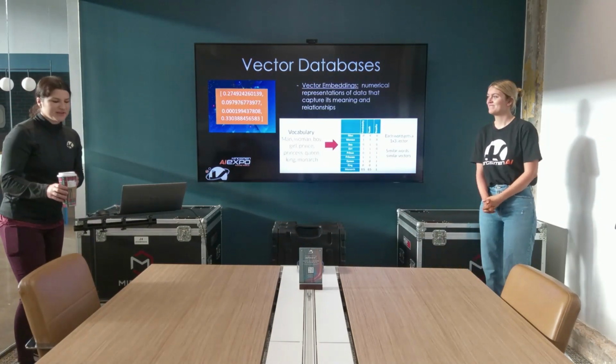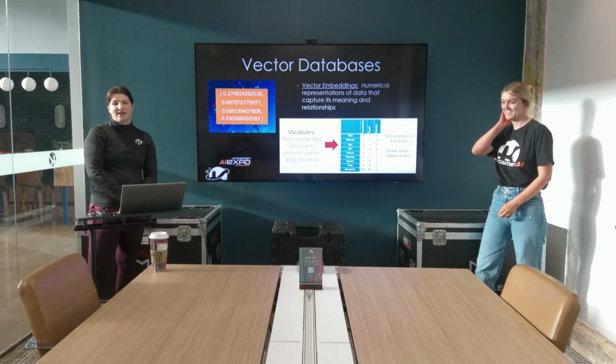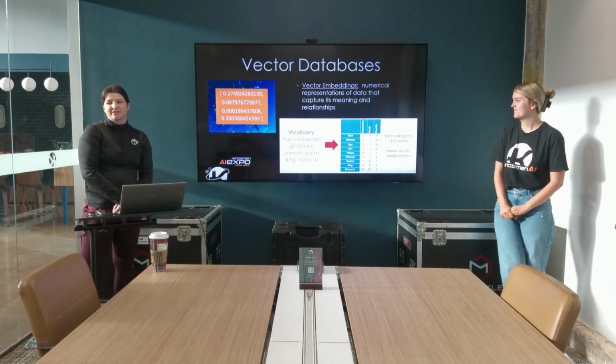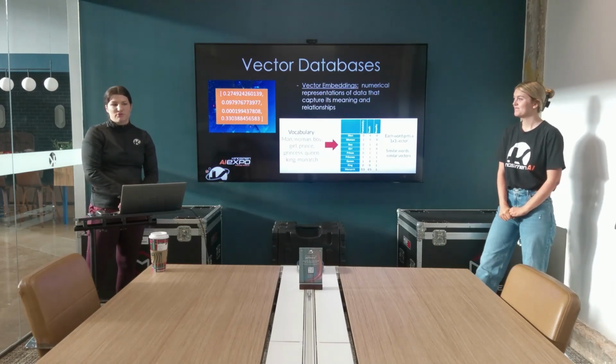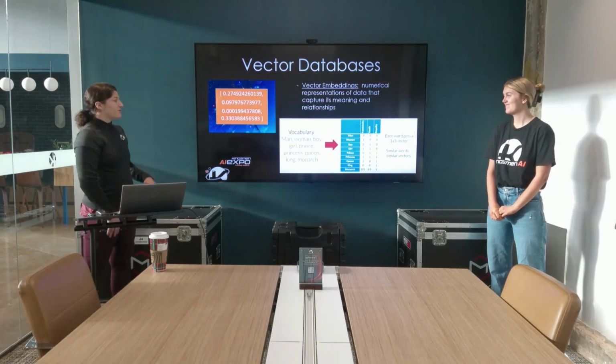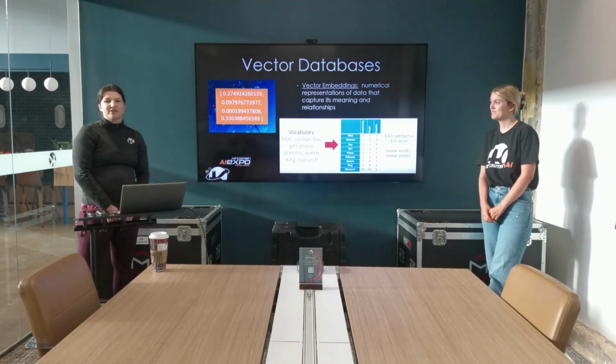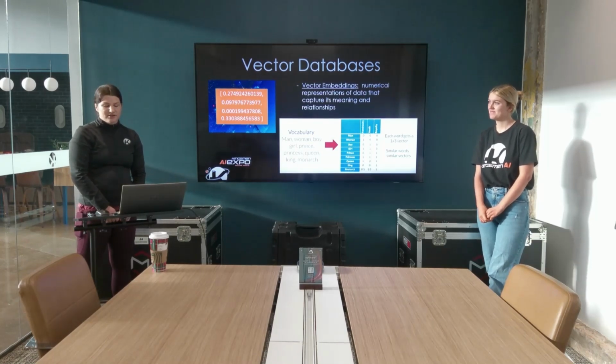So a vector database works entirely differently. It doesn't have any rows and it doesn't have any columns. Instead, it's focused on the mathematical representation of the meaning of the data. I've included an example here on the left of what that looks like. It looks like a list of numbers, and that's what we call a vector.